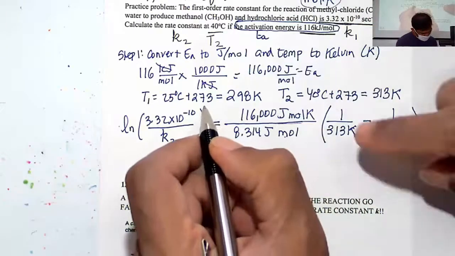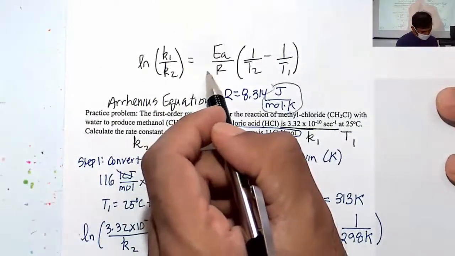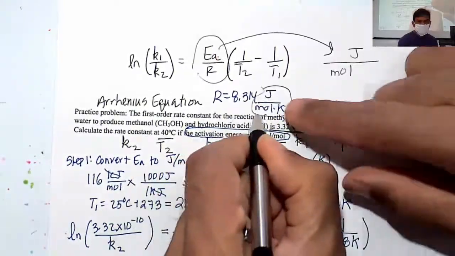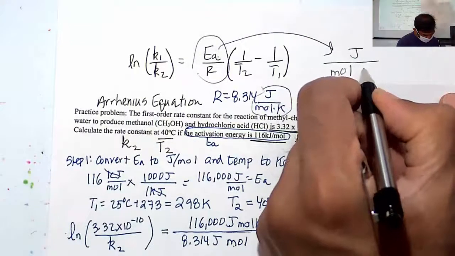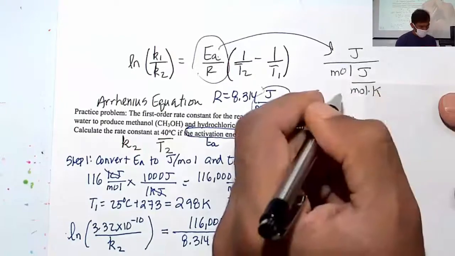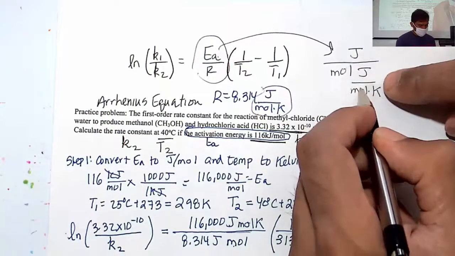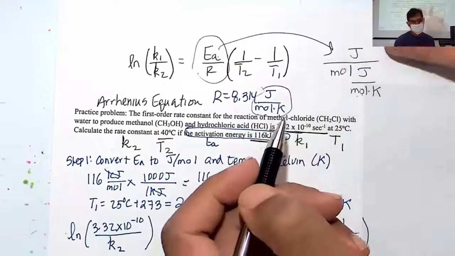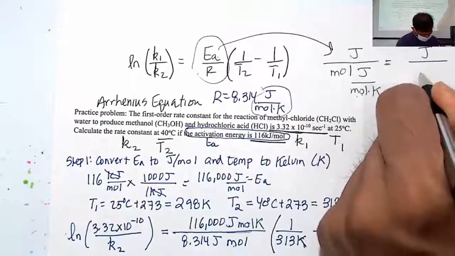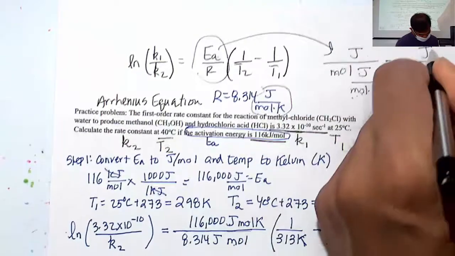Let me backtrack a little bit. Let me not put the numbers in, let me just put the units in. The units of activation energy are joules over mole. What are the units of R? I'll give you these numbers and the units: it's joules over mole Kelvin. Remember, if you have a fraction in the denominator, it moves back up. So this is joules over mole, and the mole over Kelvin goes up to mole Kelvin.